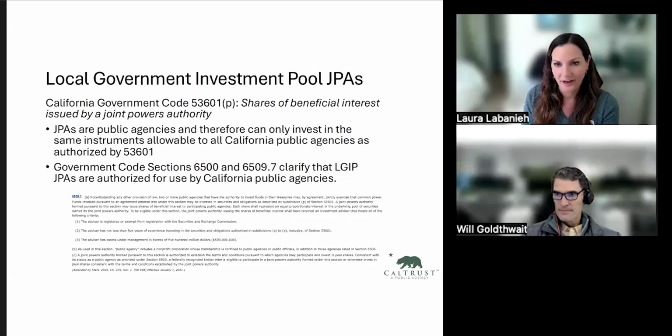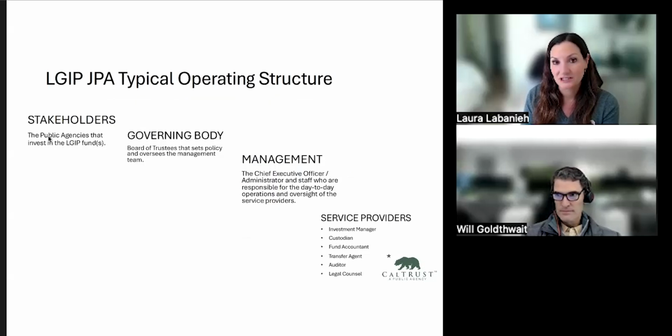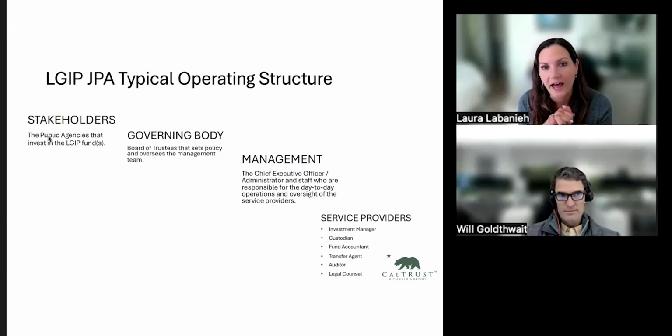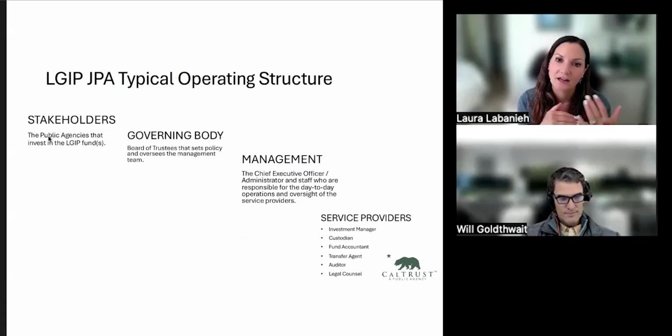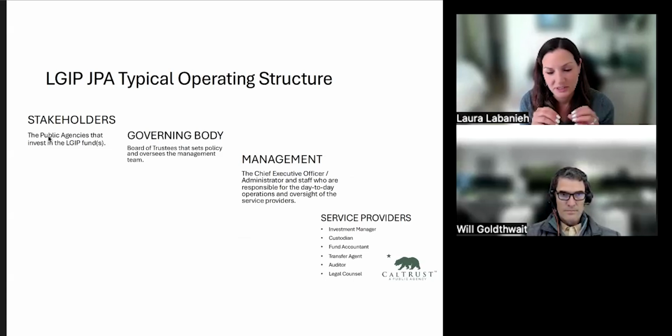So how are LGIP JPAs structured? Again, one of the key points that was clarified in the early 2000s, something that CalTRUST, when we started, went back and had language clarified in code, is that in order to participate in an LGIP JPA, your public agency does not have to join the JPA. So unlike most joint powers authorities where you have to become a member of the JPA, for an LGIP JPA, you are able to participate without having to actually become a full member of the JPA.